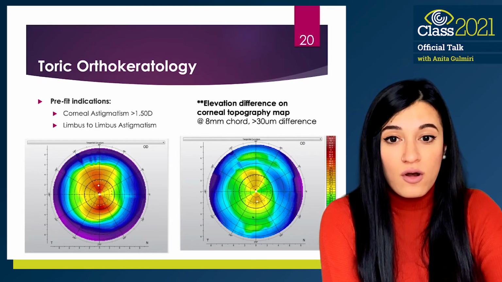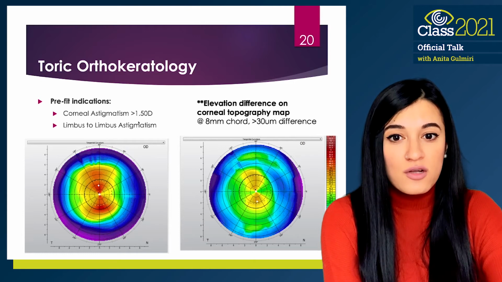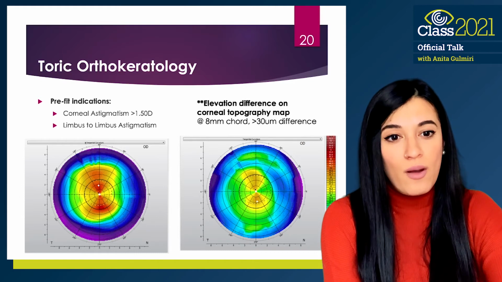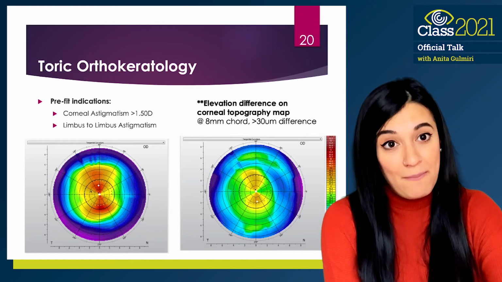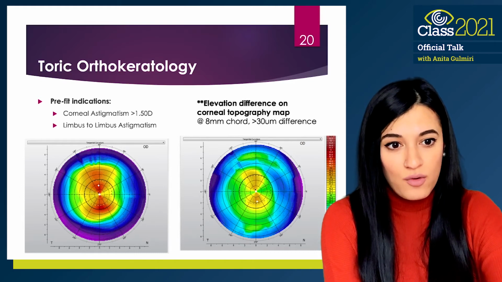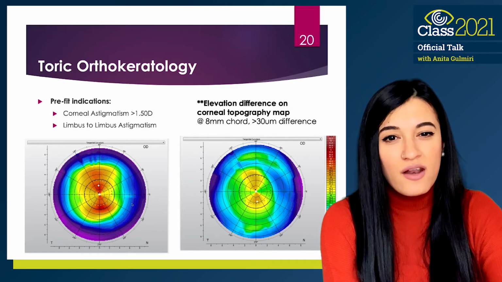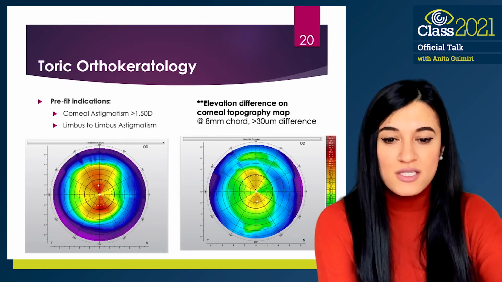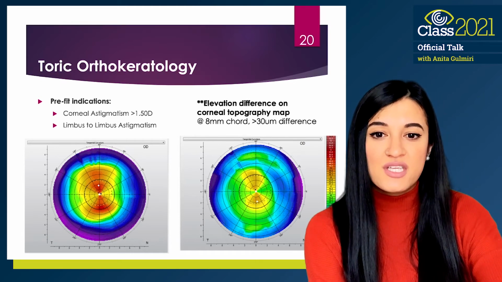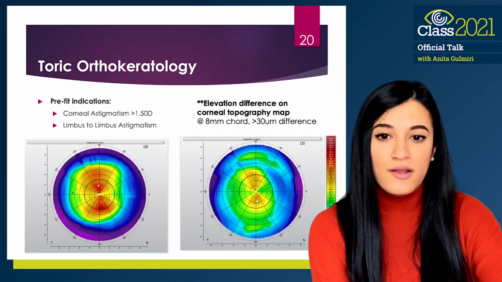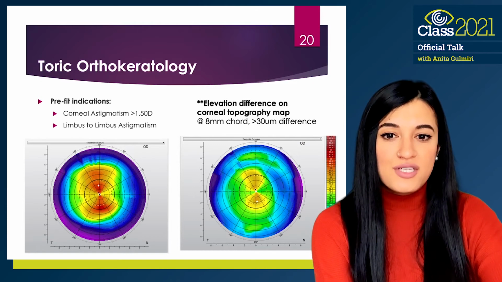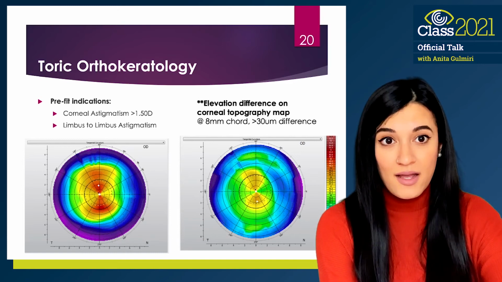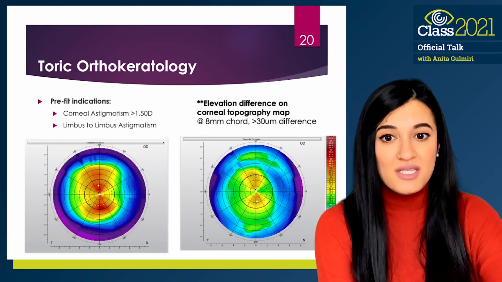So again, for pre-fit conditions, you want to look to see how much corneal astigmatism you have. If you have greater than 1.5 diopters of astigmatism, that may be an indication to go with a toric ortho-K lens design. And then evaluate the type of astigmatism you have. In this left image, the dashed line is your pupillary zone, and you're seeing this astigmatism extend way past that pupillary zone. We call this limbus to limbus astigmatism.